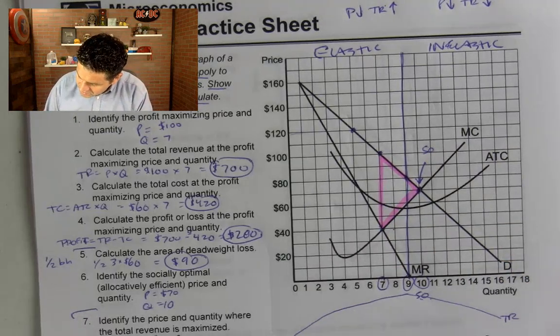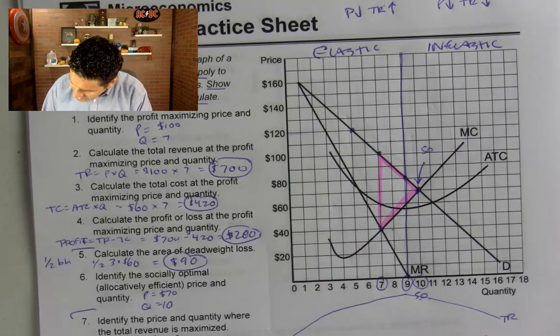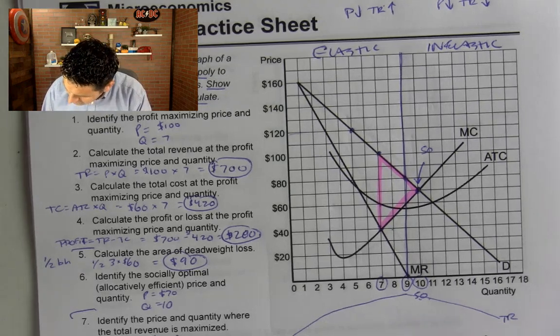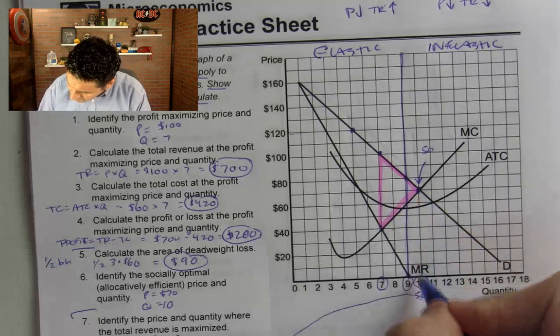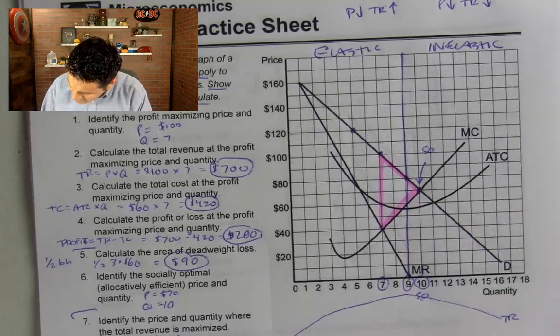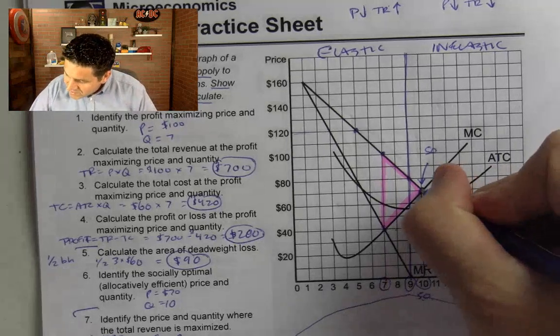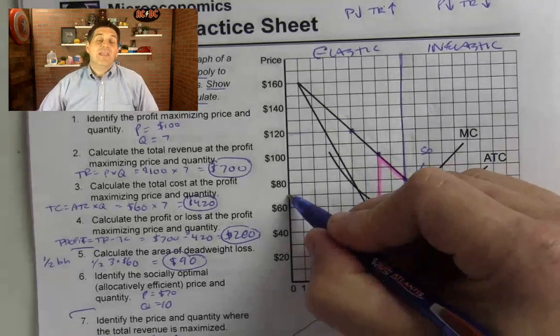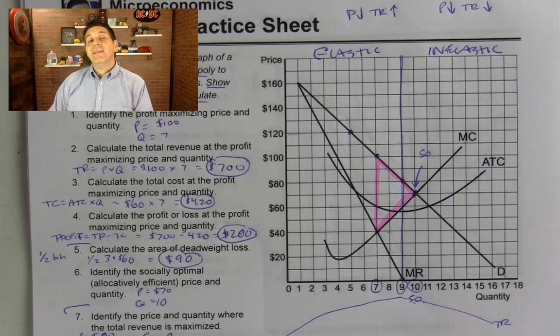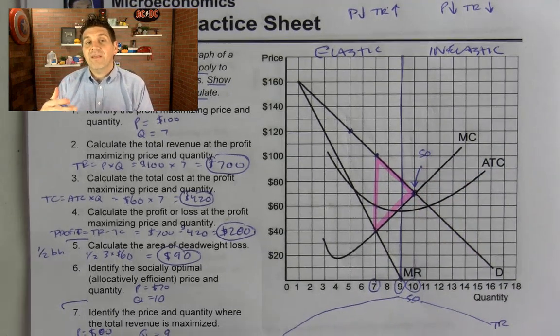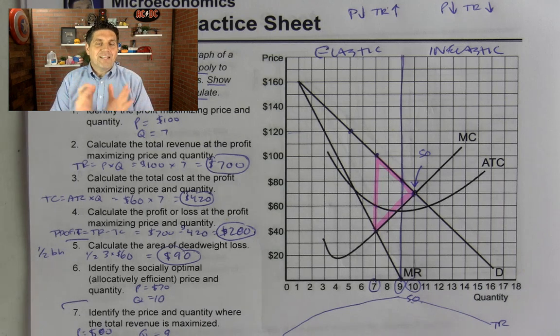So for profit maximizing price and quantity, the quantity I can give you: the quantity equals 10. The price is problematic. I'm doing this again as a trick. If you said the price is right here at 70, you'd be wrong, because 70 is just the price of the last product sold.